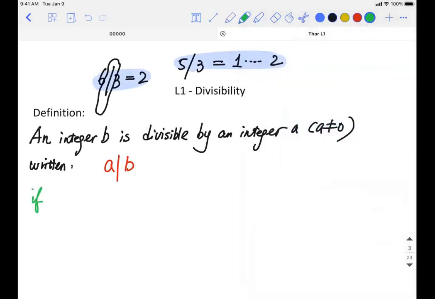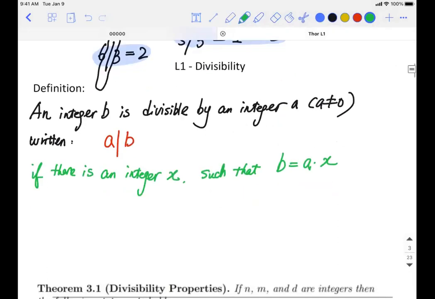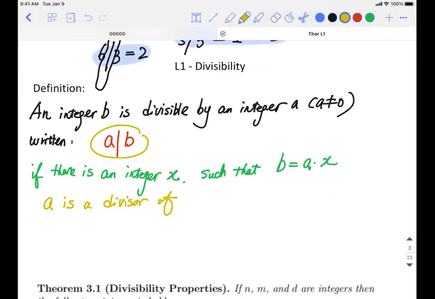We write this when there is an integer x such that b is equal to a times x. This is so easy, right? b is divisible by a if you can put b equal to a times x, where x is an integer. We read this sign as a is a divisor of b, or b is divisible by a. You learned that in elementary school, right?